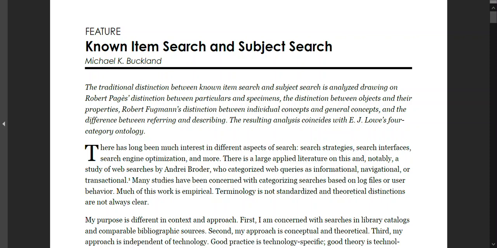Hello everybody, today we're going to be reading "Known Item Search and Subject Search" by Michael K. Buckland, and this is from the latest issue of LR&TS, Library Resources and Technical Services.